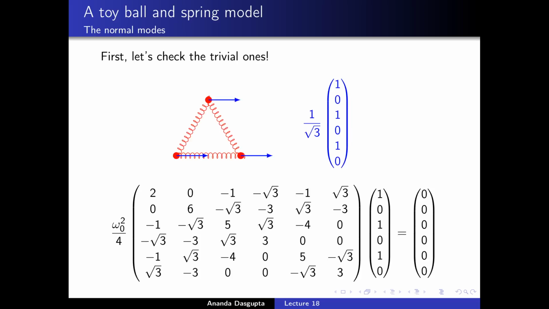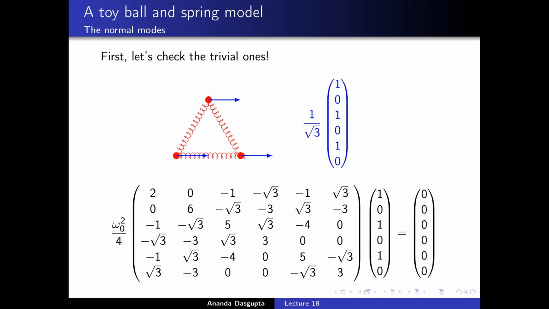First, let us check the trivial modes. Translation. Well, we already knew that this has to be a normal mode, and this should really be a normal mode without any restoring force. And that is very easy to check by simply applying our curly f matrix on the column vector describing this transformation. The normalized version, of course, is 1 by root 3, 1, 0, 1, 0, 1, 0. You can forget about the 1 by root 3. That's just an overall normalizing factor.